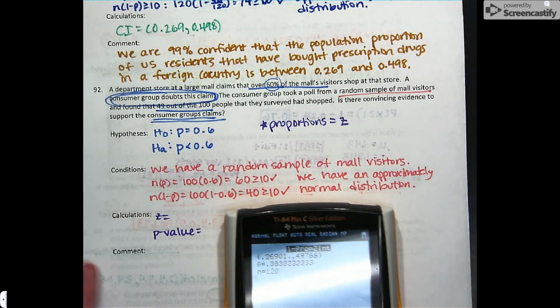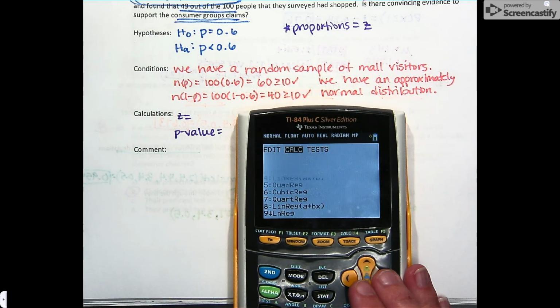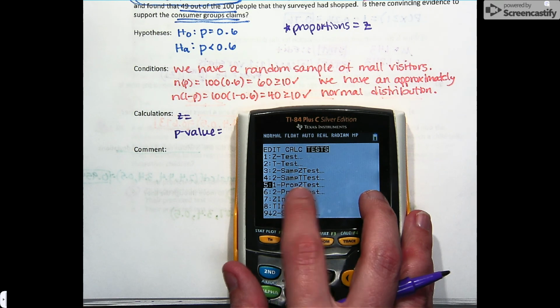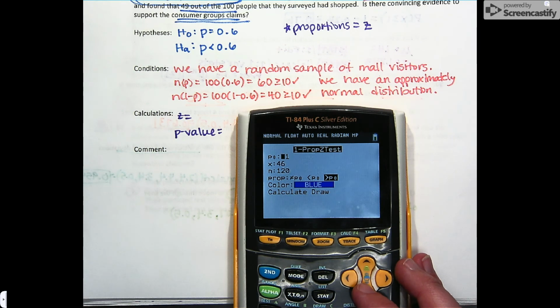So let's see, in my calculator, I'm going to go to stat test again. But this time I want one proportion z test, not z int. So that's going to be number 5. The p sub 0 is my hypothesized value, which is 0.6. My sample data was 49 out of 100, and my alternative hypothesis doubts the claim that it's over 0.6, so it has to be less than 0.6.